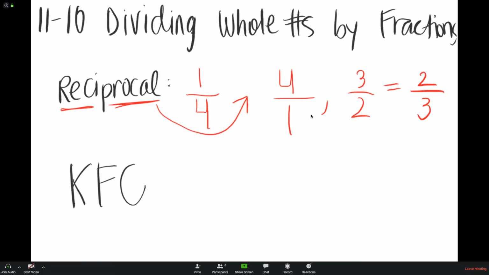Then you might be wondering, why did Ms. Gomez write KFC? Is she hungry? No. KFC is just kind of an easy way to remember how to solve dividing fractions problems. So KFC stands for keep, flip, change. And you're going to see what those words mean when we're dividing fractions.